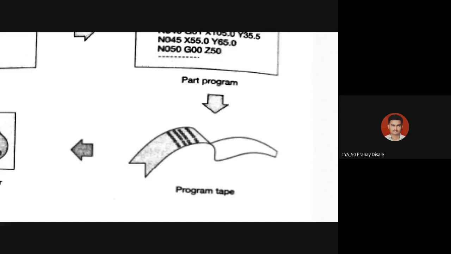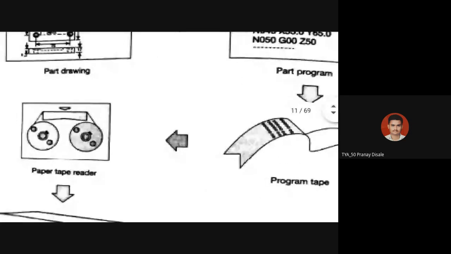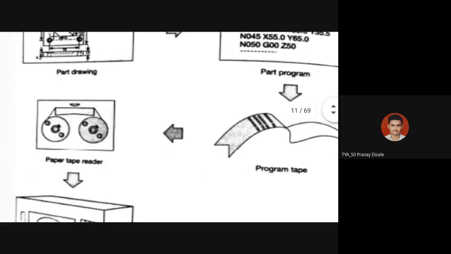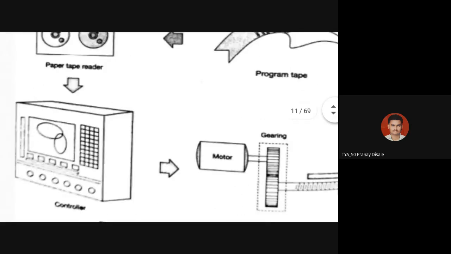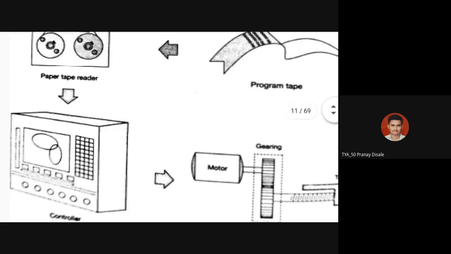After the part program comes the program tape. In NC, the program tape will be generated, and that program tape will be read by the NC system. But in today's manufacturing systems, no tape reading is required. Directly in terms of a file, with the help of the internet or a memory card, we can transfer this file from one place to another. After that, the paper tape reader is also available for the controller. And according to the controller, the controller will give direction to the machine.